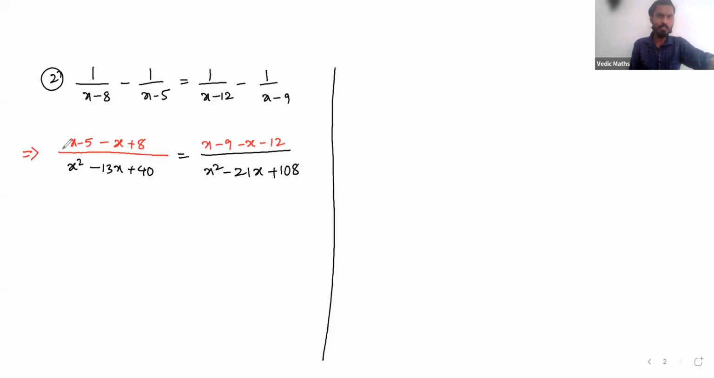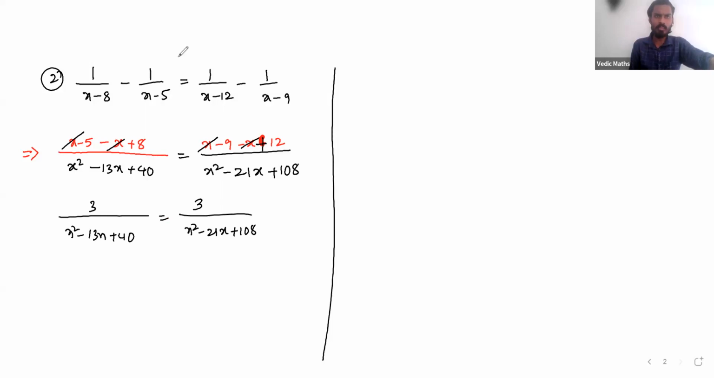In this case, these two are cancelled out, and here plus 12, sorry, this is plus 12. So here we are getting 3 upon x square minus 13x plus 40, that is equal to, again, 3 upon x square minus 21x plus 108.